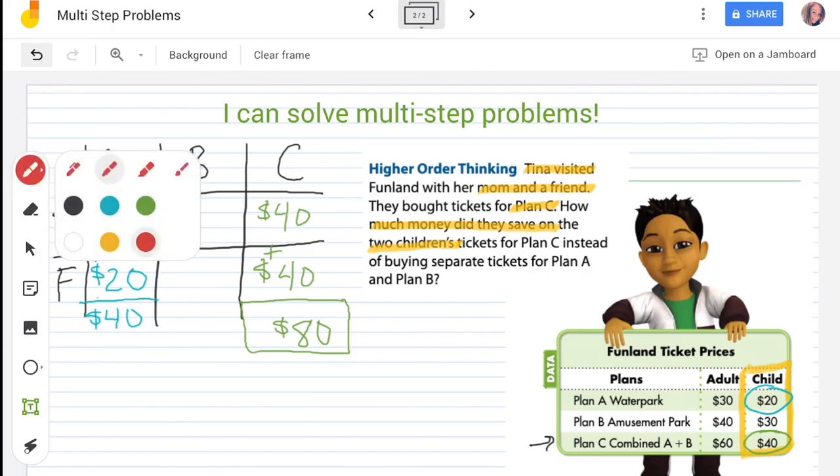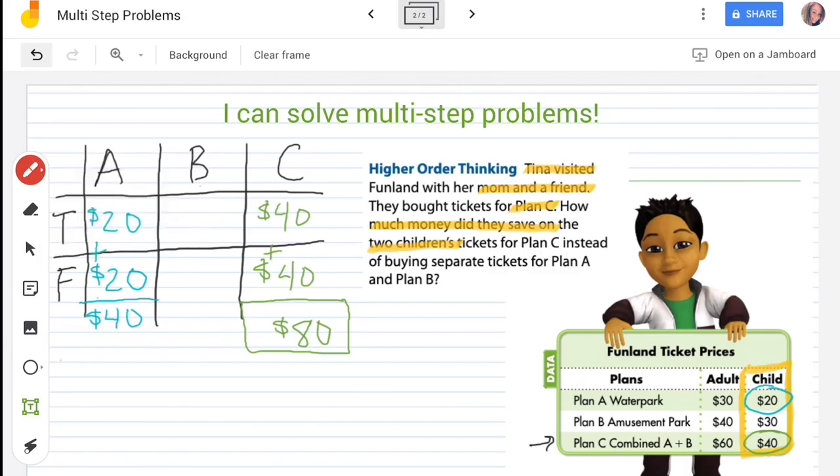Now finally, let's take a look at Plan B. According to the data table, how much does each children's ticket cost? $30. Tina's ticket costs $30, and the friend's ticket costs $30. Altogether, how much money is that? Very good, $60. So let's go back to our question now that we know how much the tickets cost under each plan. How much money did they save? That's going to be a key word. How much money did they save on the two children's tickets for Plan C instead of buying separate tickets for Plan A and B?